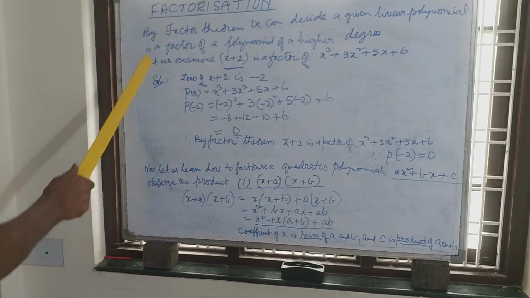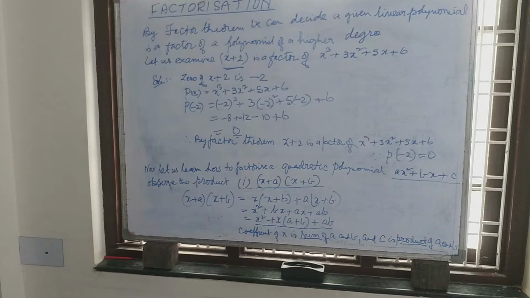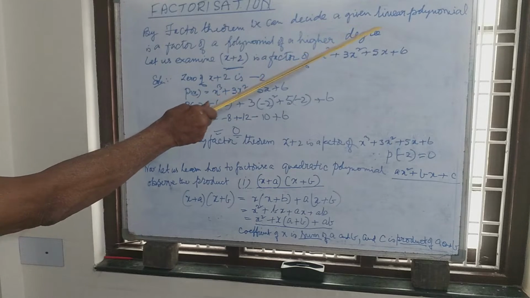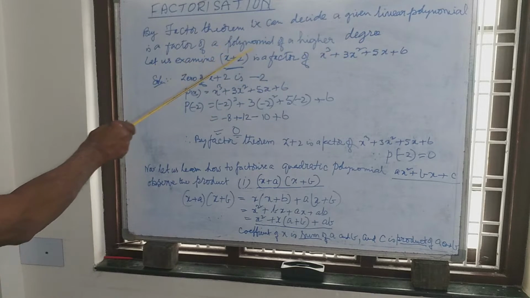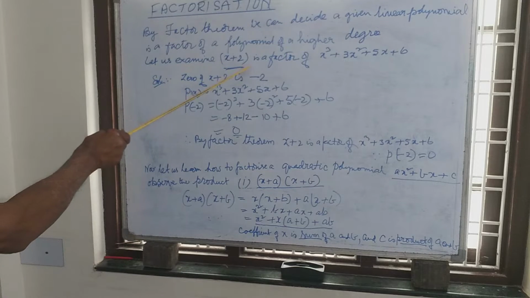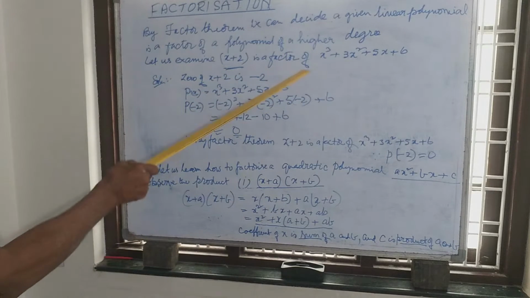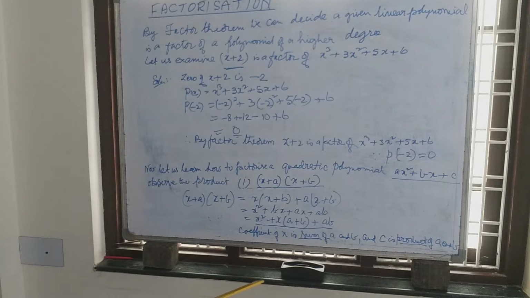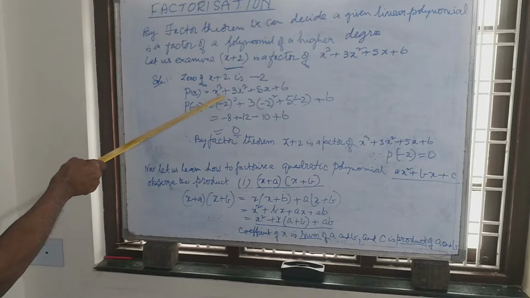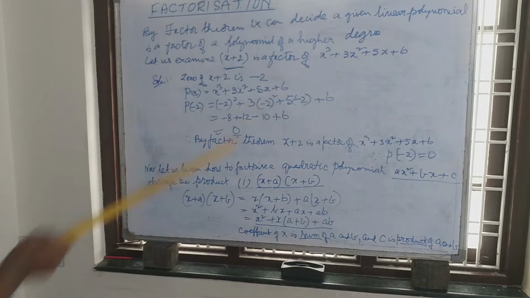Now we learn the factorization of a polynomial. By the factor theorem, we can decide whether a given linear polynomial is a factor of a polynomial of higher degree. See, let us examine whether x + 2 is a factor of x³ + 3x² + 5x + 6. So, you see the solution. The zero of x + 2 is −2. Now, we have P(x) = x³ + 3x² + 5x + 6.